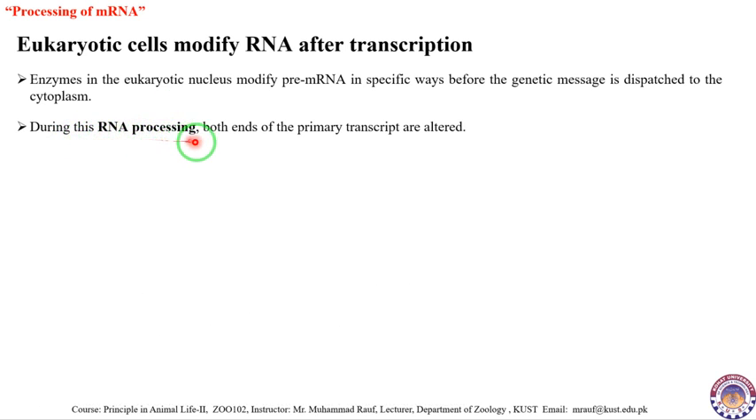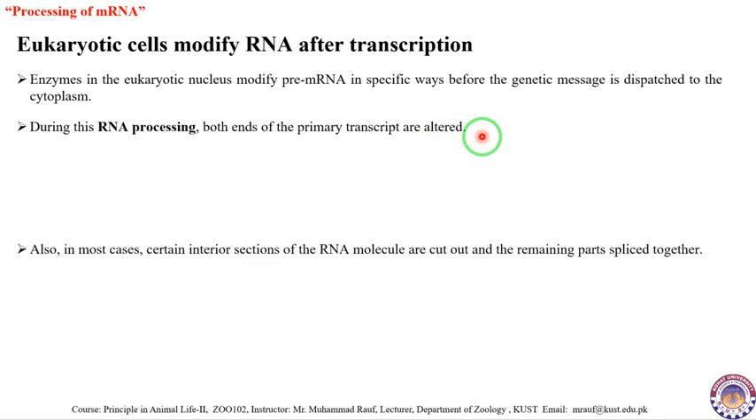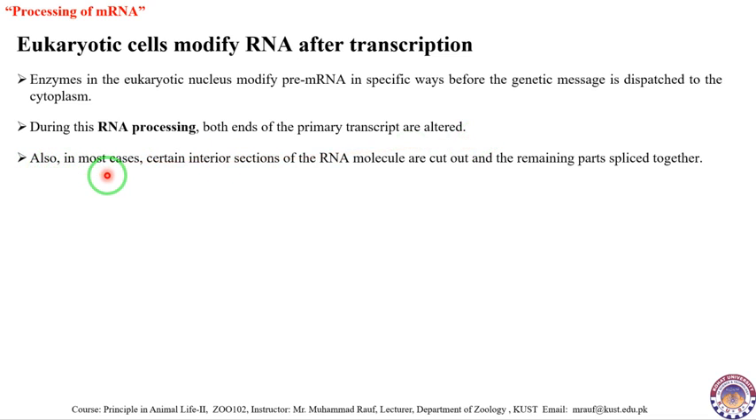During this RNA processing, both ends of the primary transcript are altered, meaning the addition of a 7-methyl GTP cap and a 3' poly-A tail. Also, in most cases, certain interior sections of the RNA molecule are cut out and the remaining parts spliced together. Here they are talking about splicing, the removal of introns, and alternative splicing, the rearrangement of exons. The modifications produce an mRNA molecule ready for translation.